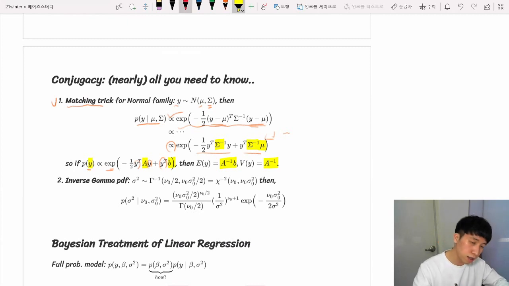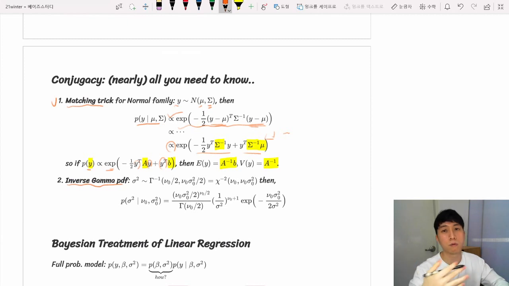And the second tip or trick, the second point I want to address here, is the inverse gamma PDF. So we all know what the gamma PDF is, right? If so, the inverse gamma PDF is nothing special. You just do a change of variable and multiply by the Jacobian, and you can easily get this density. But the important part here is not the constant part. You can just disregard this constant part and focus on these two terms, right?